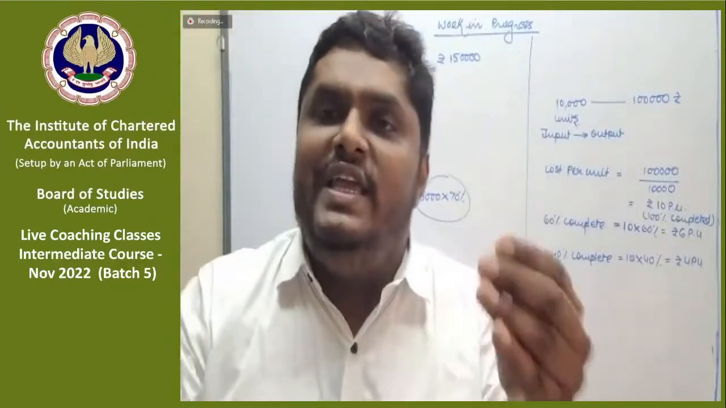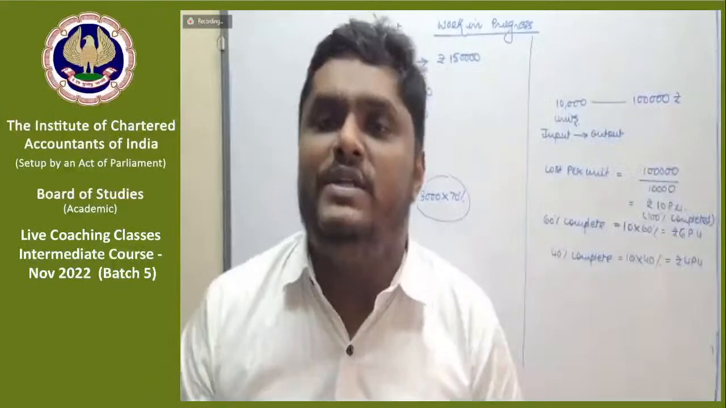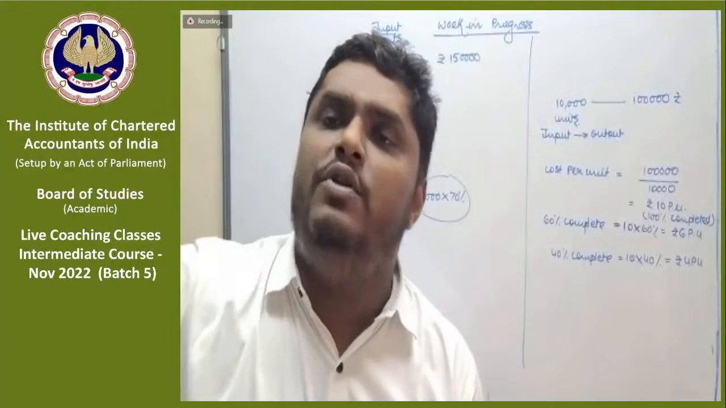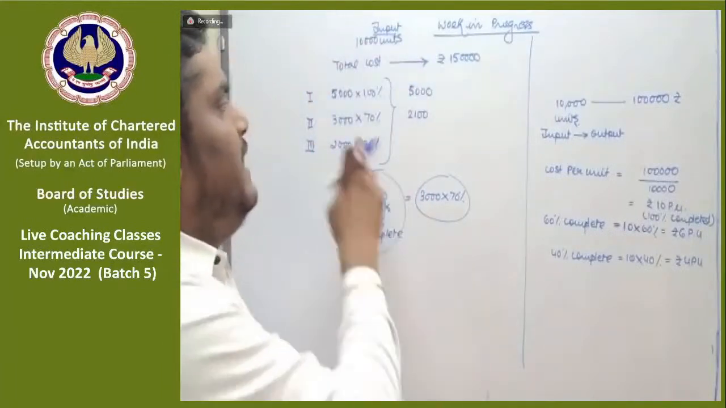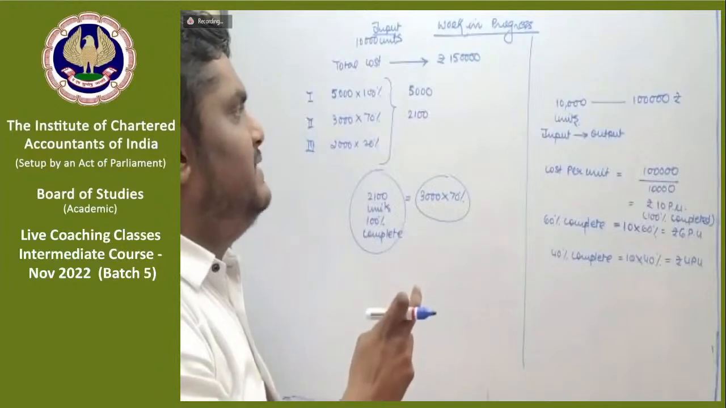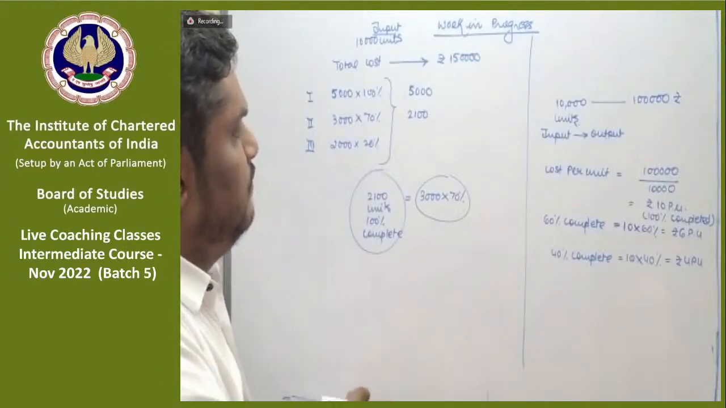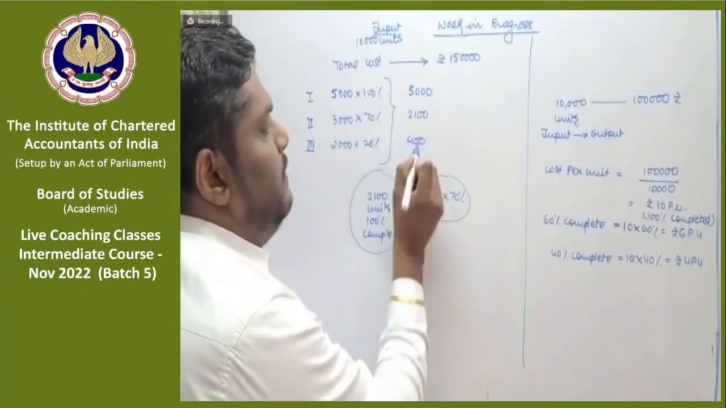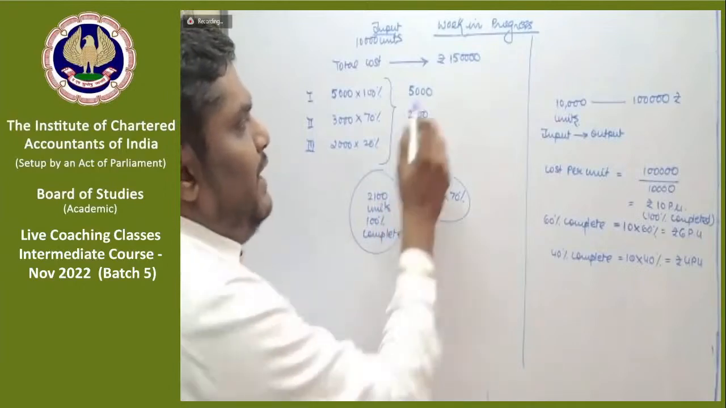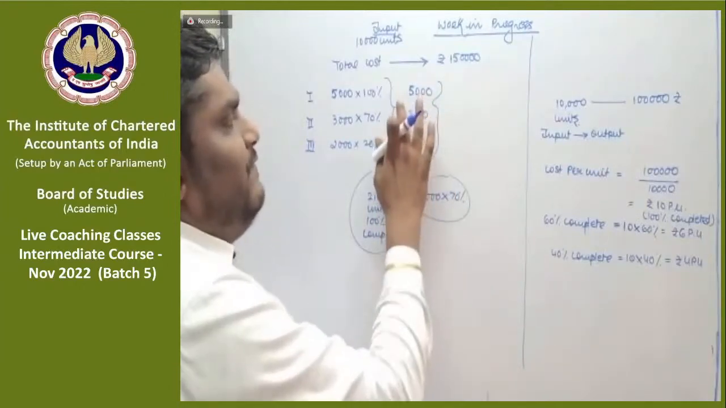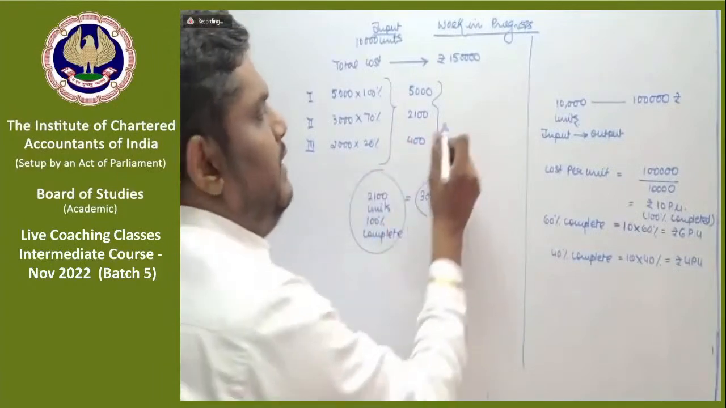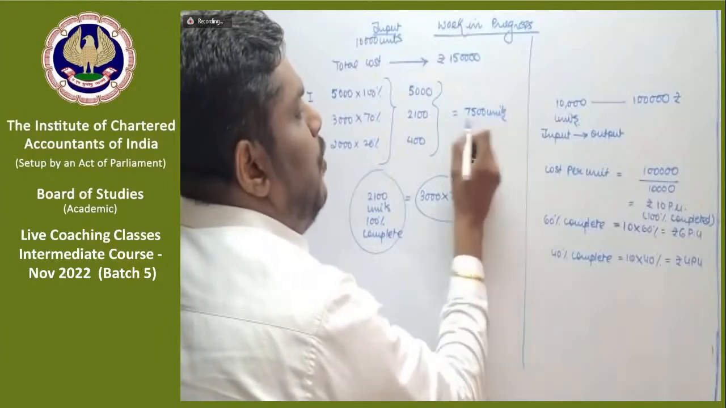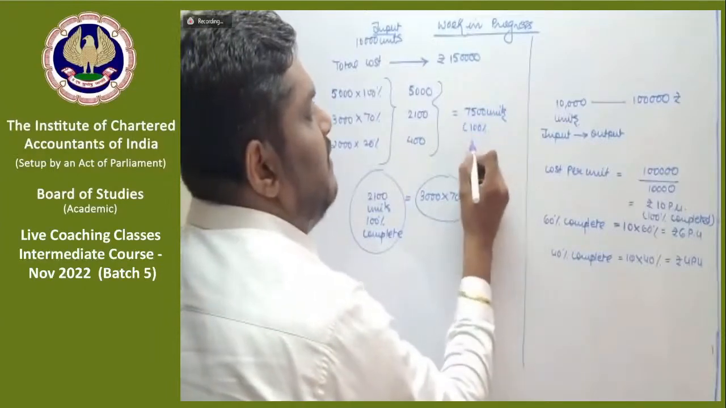So we are converting each and every category of units into 100%. The cost will be the same. That is the cost that is incurred for 2,100 units that are 100% complete will be equal to 3,000 units that are 70% complete. So further in this case, 2,000 into 20%, that is 400. So now we'll calculate the total equivalent number of units, that is 5,000 plus 2,100 plus 400. So this is 7,500 units which are 100% complete.